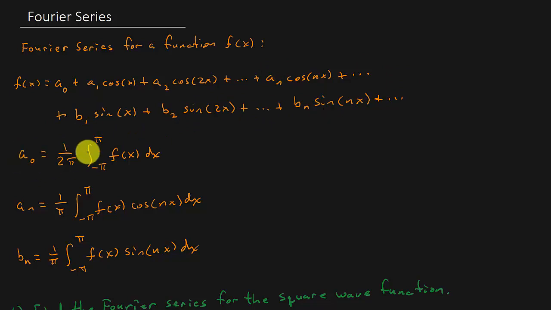Well, a0 is 1 over 2 pi times the integral of f of x dx from negative pi to pi. That's how we find this constant term here. And a sub n, that's how we find the a1, the a2, and so on. That's 1 over pi times the integral of f of x cosine nx dx from negative pi to pi. That's how we find the coefficients of cosine. And then to find the coefficients of sine, the b1, b2, and so on, bn is 1 over pi times the integral of f of x sine nx dx from negative pi to pi.